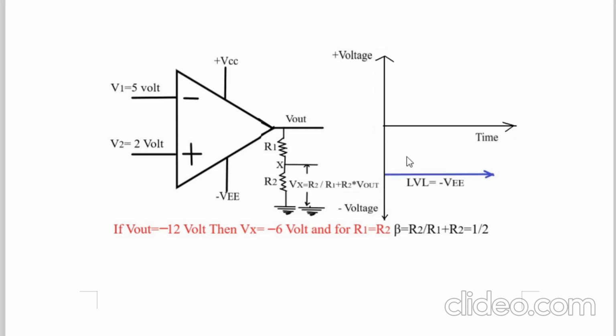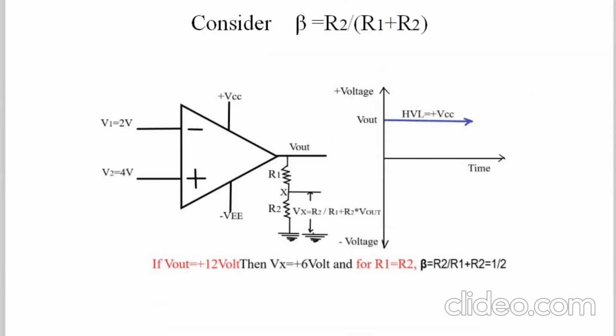Now here in this formula, Vx is equal to R2 divided by R1 plus R2 into Vout. So the ratio of R2 divided by R1 plus R2 we will consider as beta, and always we will take into consideration R1 equal to R2 for the simplicity of calculation. Consider beta is equal to R2 divided by R1 plus R2. So instead of writing the resistors again and again, let us write a short form.